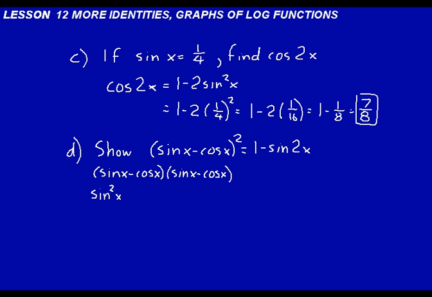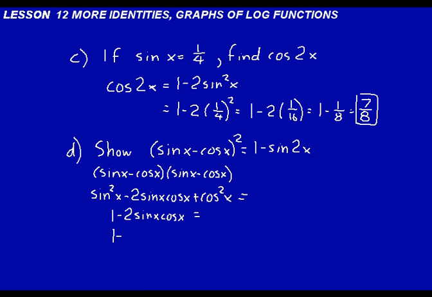And then sine times minus cosine would be minus sine cosine. We'll have two of those, so we should say minus 2 sine x cosine x. And then we'll have a plus cosine squared x on the end. Now, hopefully you see you have a sine squared plus cosine squared. That equals 1. 1 minus 2 sine x cosine x. And then maybe you recognize that 2 sine x cosine x, that's the sine 2x double angle identity.